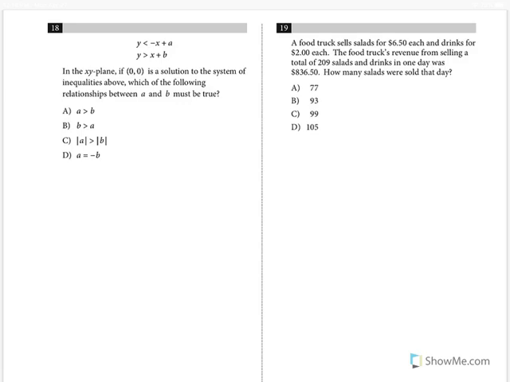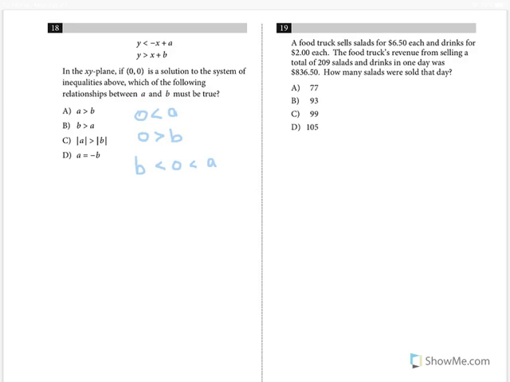In the xy plane, if (0, 0) is a solution to the system of inequalities above, which of the following relationships between A and B must be true? All right, so this one is an interpretation type problem. Since (0, 0) is a solution, (0, 0) satisfies both inequalities. So 0 is less than A, and 0 is greater than B. Now let's put that together in a compound inequality. That means B is less than 0, 0 is less than A.